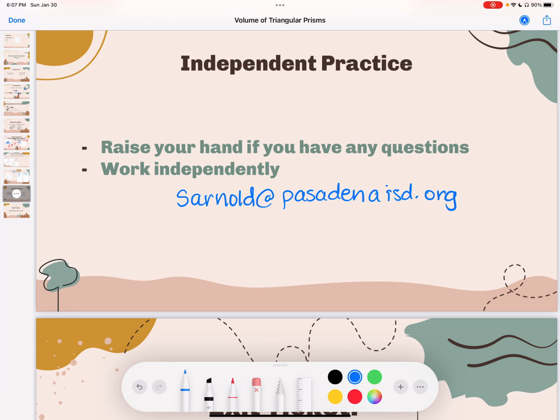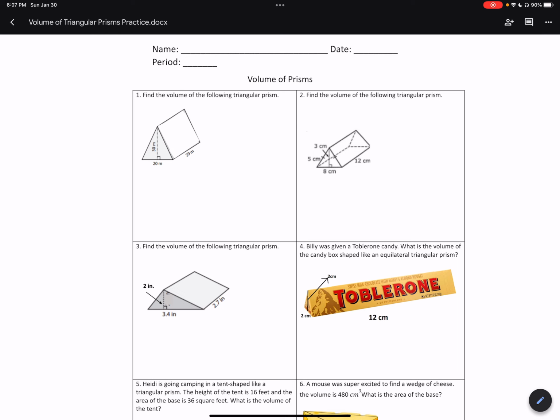And your exit ticket, what is the base of a triangular prism? Basically, what shape is it? When you start your independent practice, this is what it looks like. Again, if you have any questions, please make sure you raise your hand or send an email to that email that I sent you guys.